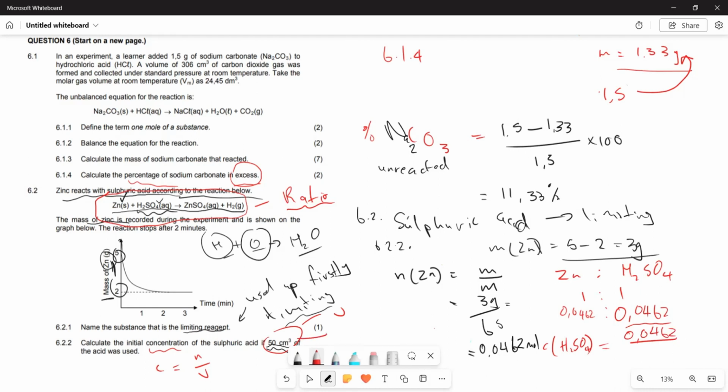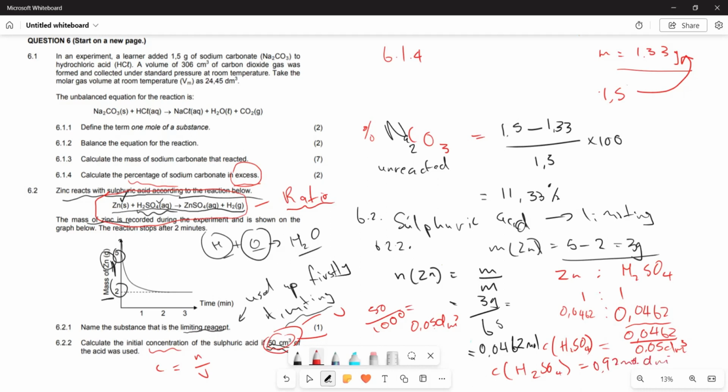The volume, remember, is in centimeters cubed, so this is going to be 50 divided by 1,000. So this is going to be 0,05 decimeter cubed. Therefore, the concentration of your H2SO4, I think you are getting it from your calculator the same way as I am, is 0,92 moles per decimeter cube.